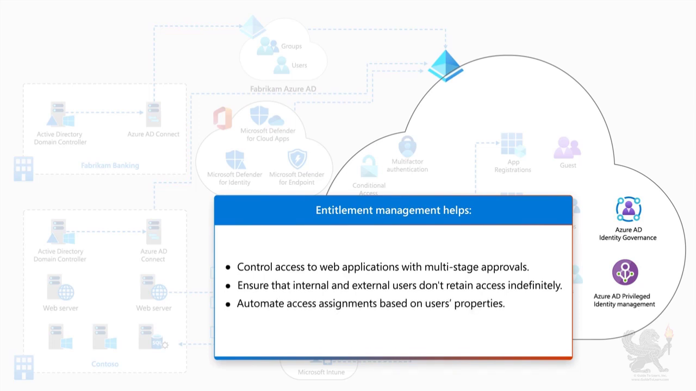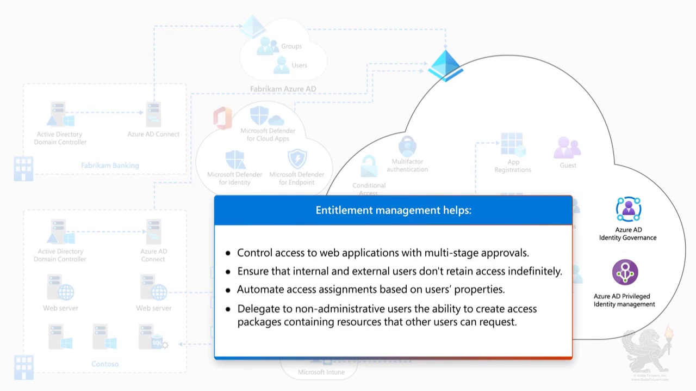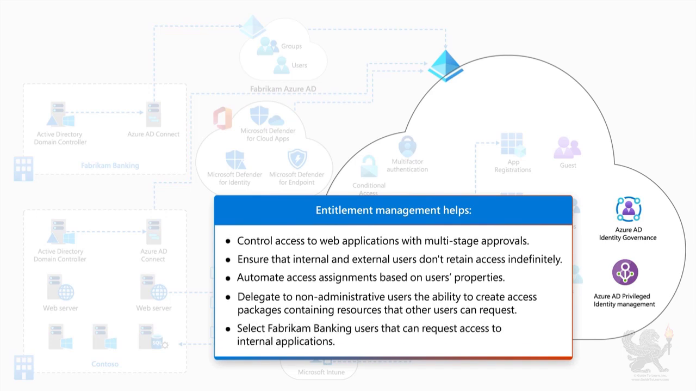Automate access assignments based on users' properties, such as department or cost center, and automatically revoke access when those properties change. Delegate to non-administrative users the ability to create access packages containing resources that other users can request with policies that determine eligible users, approvers, and access expiration behavior. Select Fabricam banking users that can request access to internal applications.